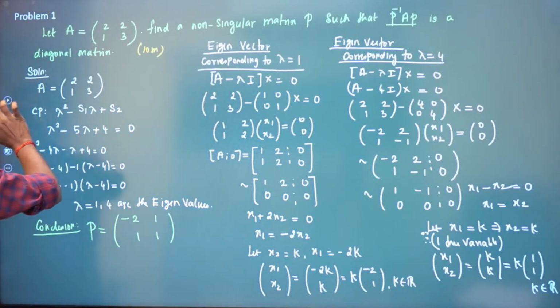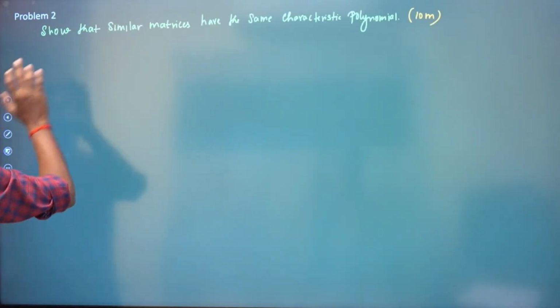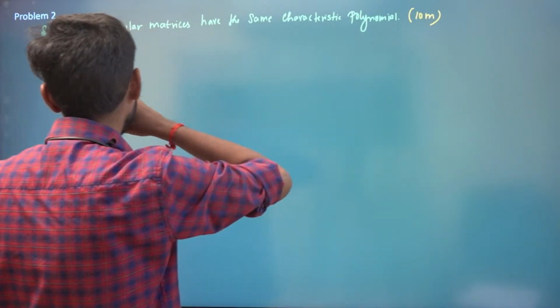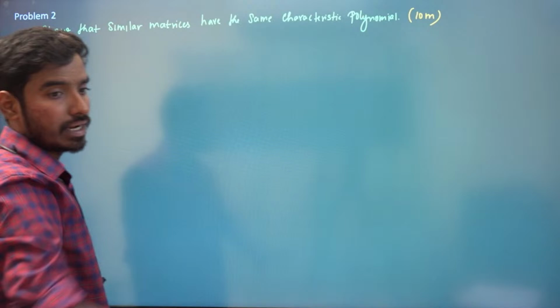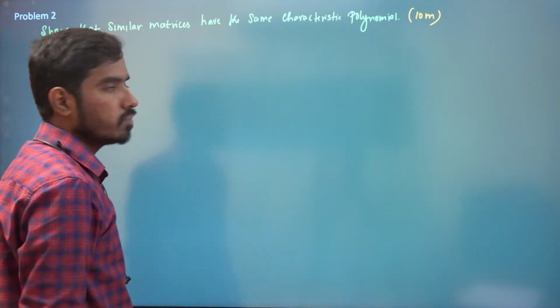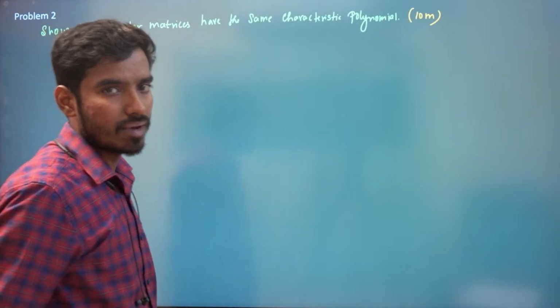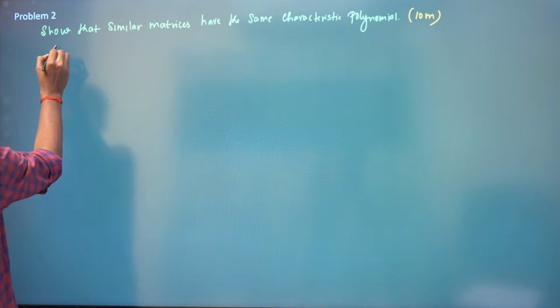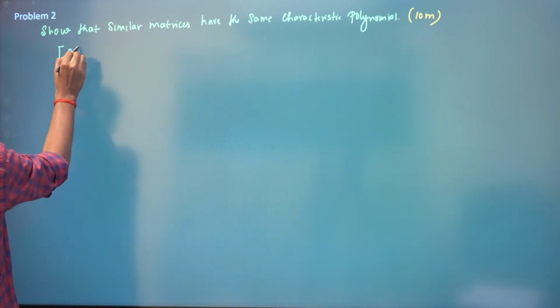So we move on to the next problem. This problem I'm not going to do, because in the 2018 paper itself we have solved the same one: prove that similar matrices have the same characteristic polynomial. Same repeated question. I'm not going to do this. If you want a solution, refer to the 2018 PYQ.